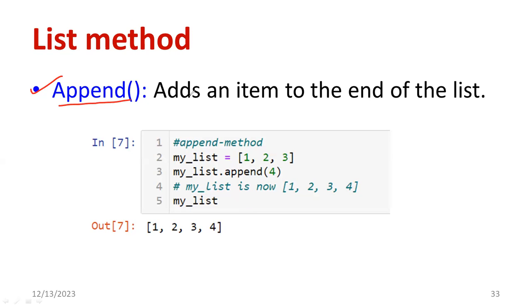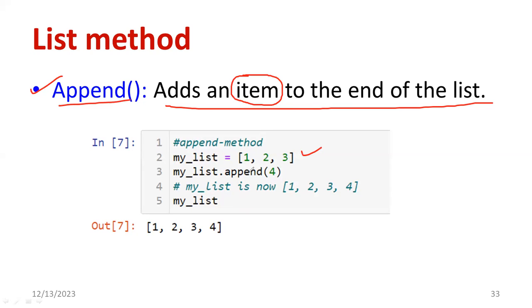What do you mean by append? The main purpose of append is to add an item to the end of the list. So what is an item? The elements which are present in the list are known as items. For example, here we have a list. The items are 1, 2, 3. There are 3 items. Now I just want to add one extra item, namely 4. I want to add 4 to this particular list.